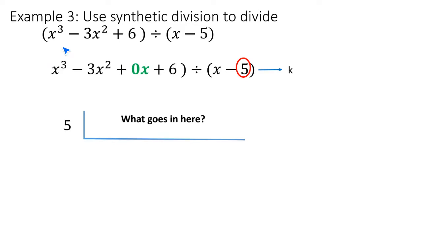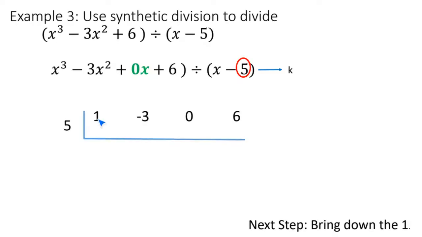And then for our coefficients, we have x cubed, negative 3x squared, but I'm missing an x. So it's important for me to write a 0 as our placeholder. So we're going to have 0 times x. So my coefficients are going to be 1, -3, 0, and then 6.